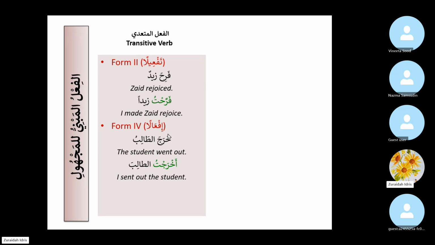So if'alan here, family 4. Kharaja at-talibu, the student went out. Kharaja is to go out. When you put it in family 4, it becomes akhrajtu at-taliba, I sent out the student. Then it can become passive. This is one way of doing it.